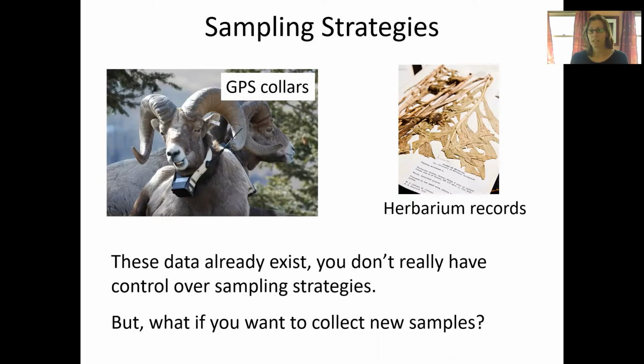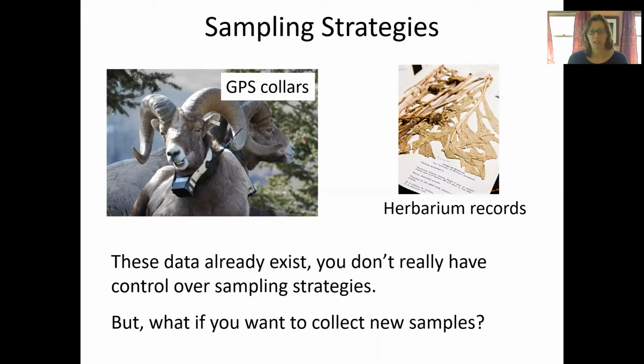Some of the data that are available to you for final projects include GPS collar data or museum records, like locations of plants or herbarium records, or places where people have identified plants or animals. So in those cases, these data already exist. You don't have any control over the sampling strategy.